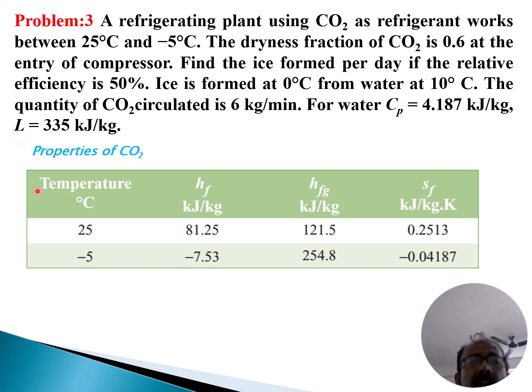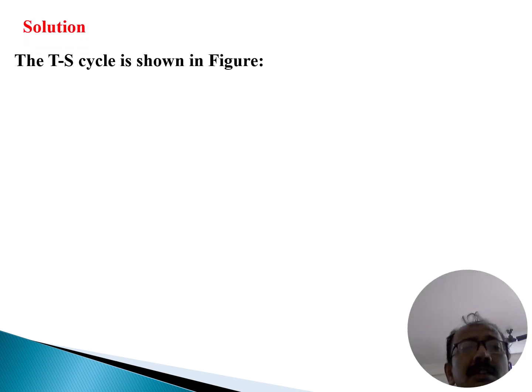Now this is the chart of the properties of carbon dioxide at the particular temperatures of 25 degree and minus 5 degree, giving hf in kilojoule per kg and hfg in kilojoule per kg. These values are tabulated in this chart. So now we'll go for the problem discussion.